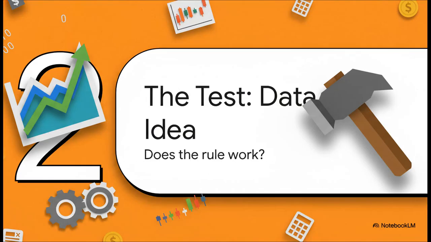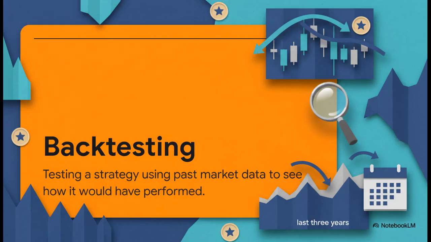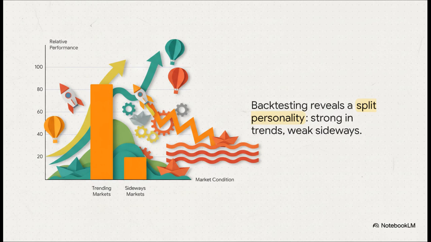All right, now for the moment of truth, the most important step. A clever idea is completely worthless until you've tested it against reality. We need to take our rule and see if it would have actually made money in the real world, using real historical data. So this process is called backtesting. We're basically putting our new bot into a time machine and letting it trade over the last 3 years of market data. This simulation is going to show us exactly where our simple rule shines and, more importantly, where it fails.